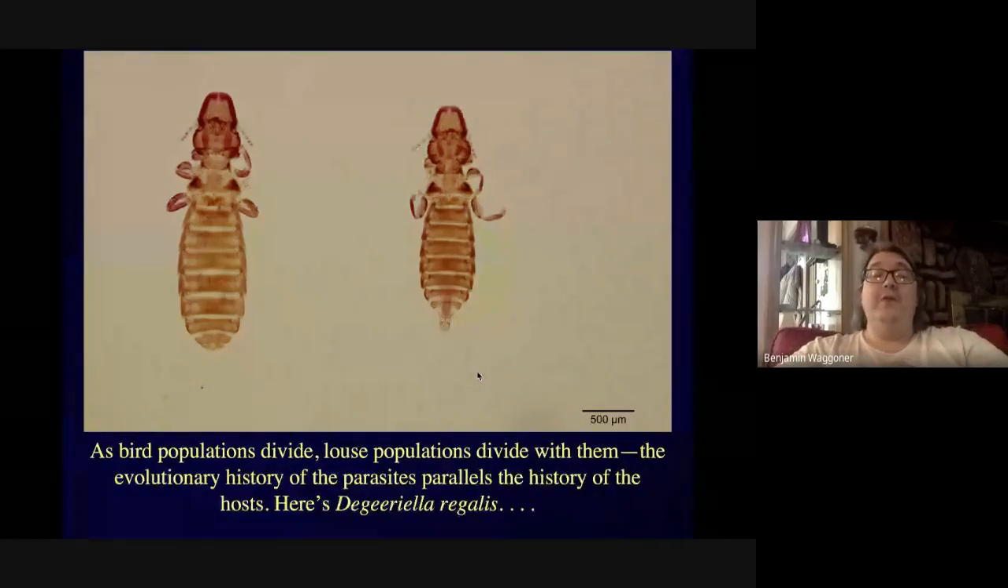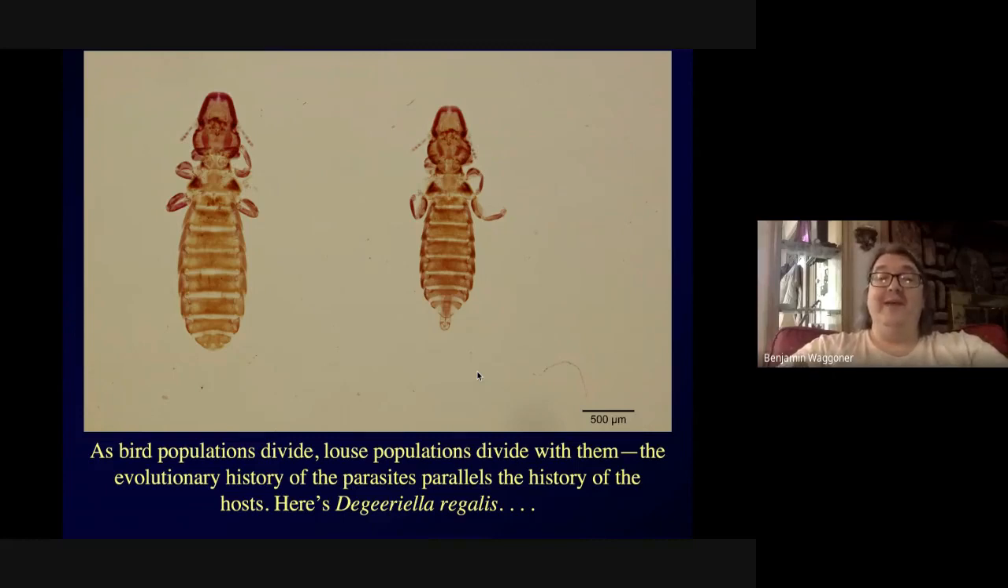And because these chewing lice are so host-specific, when you get bird populations dividing, louse populations divide with them. And the upshot is that the cladogram of bird lice often matches almost perfectly the cladogram of birds, because whenever a bird species divides into 2 new species, the lice on the birds will divide into 2 new species of lice. So here's a neat example of this.